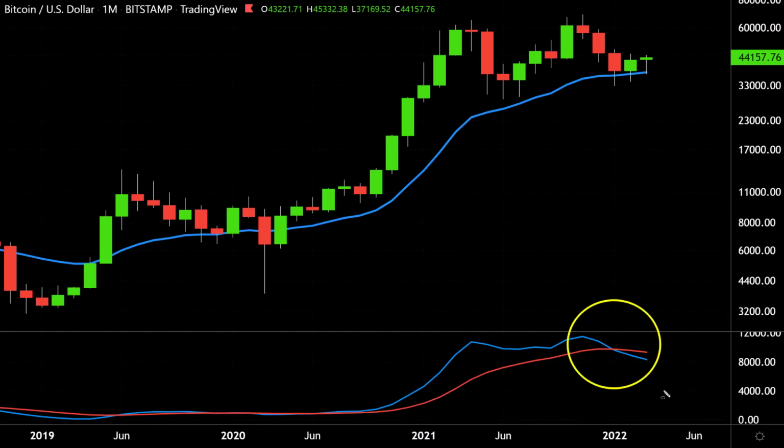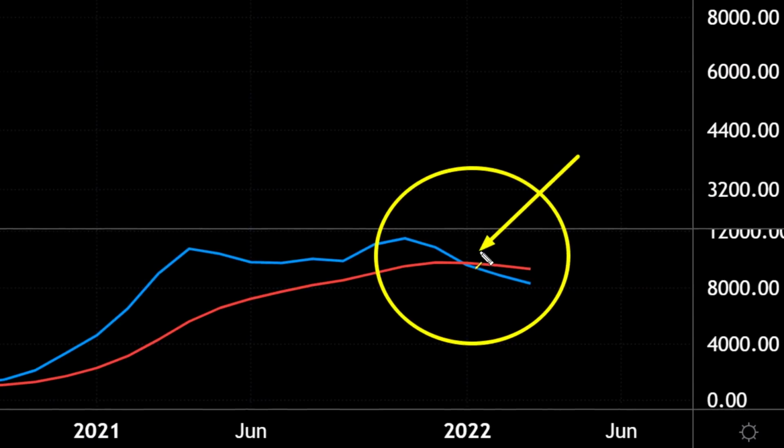So here's the thing, guys. Again, going back to the MACD on the monthly chart. Many of you said, hey, Alessio, come on. We've got a MACD negative crossover on the monthly chart of Bitcoin. Surely that has to be a negative sign or bearish sign for Bitcoin.